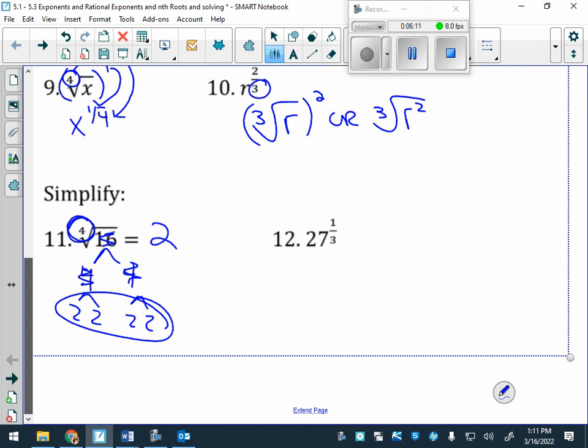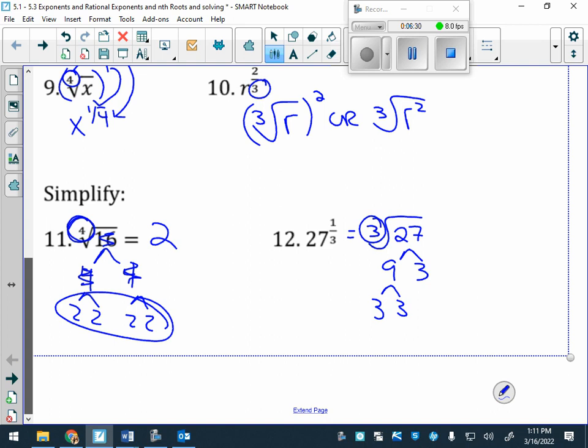Now, 27 to the 1/3 is also written as what? How can I rewrite 1/3? Yep. The cube root of 27. And now I'm looking for 3 of a kind.